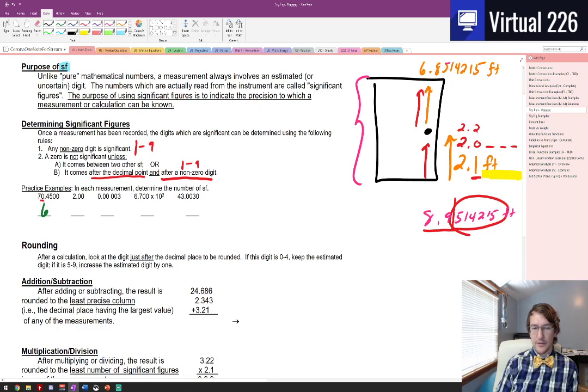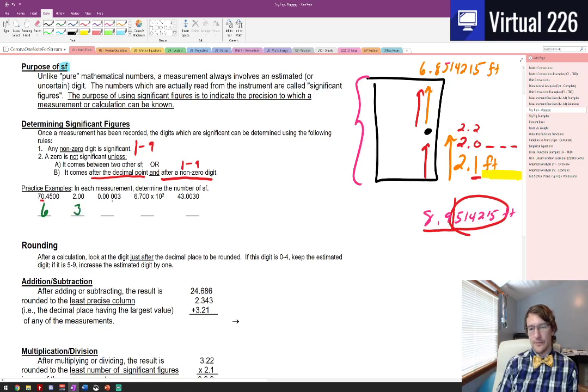Here, let's take a look at this. For the 2.00, is the 2 significant? Yes, so that's 1. Is this 0 significant? Well, it comes after the decimal point and after a non-zero digit. So boom, it's significant. Is this 0 significant? It's after the decimal and after a non-zero digit, the 2. So boom, it is significant. Okay, so there's 3 there.